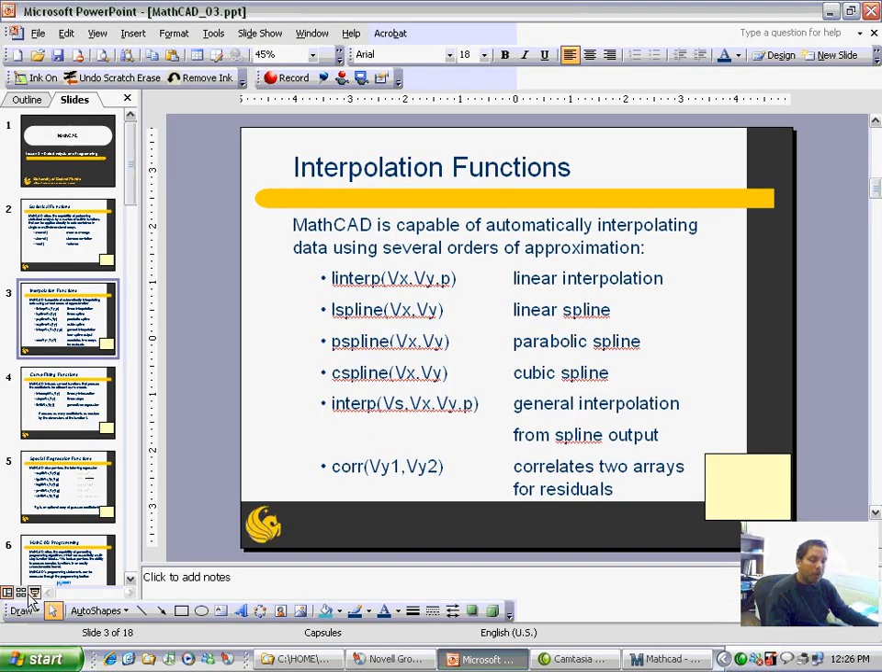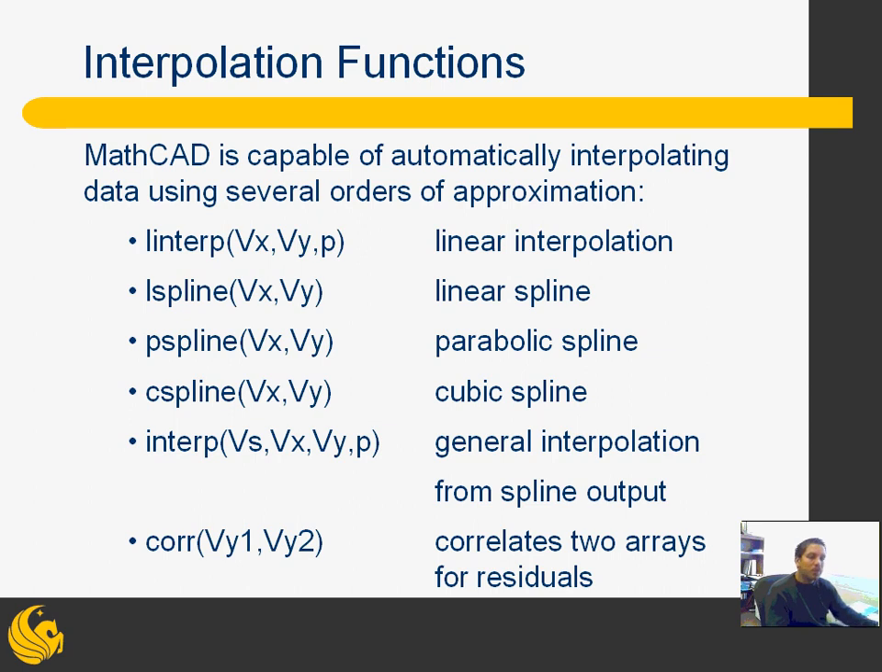Okay, so going back to the presentation, we already looked at what is cubic spline, what is linear interpolation, and the general interpolation function. Now this correlation function actually correlates two vectors and sees how similar they are to each other. If they're exactly the same, the correlation is 1, so there are 0 residuals between the two vectors. The farther you are from 1, the worse the correlation is.